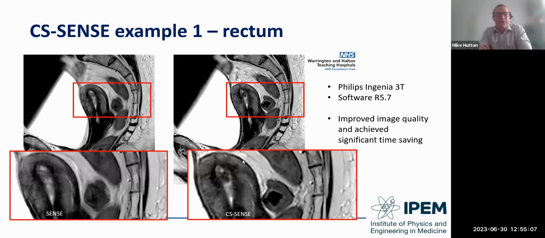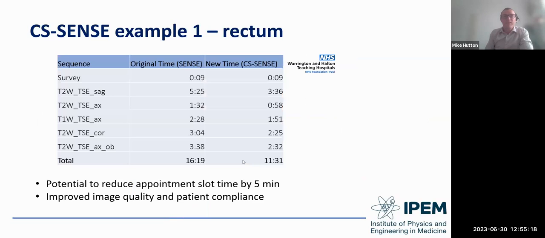If we zoom in a bit, we can see that the image quality is comparable, if not slightly improved in the accelerated acquisition. So we've got a good time saving and probably improved image quality as well. Looking across the whole protocol, the original protocol had Sense on all sequences. The optimized one moved to CS Sense. About 5 minutes was shaved off the total acquisition time. That's allowed potentially for the appointment slot time to be reduced by 5 minutes, as well as having slightly improved image quality and better patient compliance from those shorter sequences.